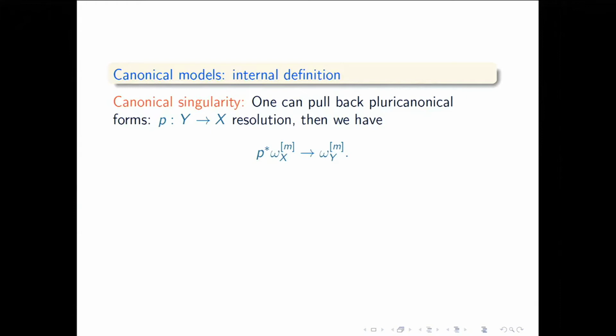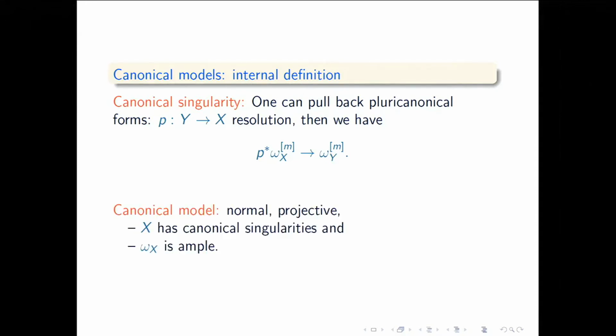I mean, it's enough to check this on one resolution. So if Y to X is a resolution, then you try to pull back this sheaf, and you may pick up some poles along the exceptional set, but the canonical condition is exactly that you do not pick up poles. Okay, and so now we can get an internal definition of canonical model. It's a normal projective variety. The local condition is that it has canonical singularities, and the global condition is that the dualizing sheaf is ample.